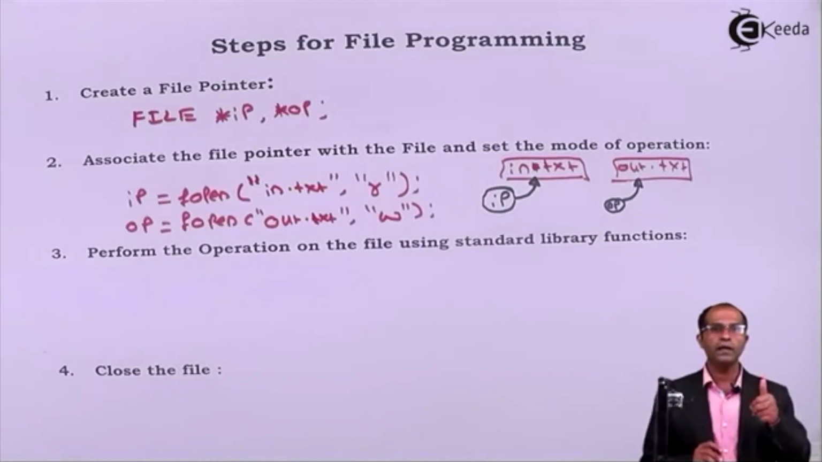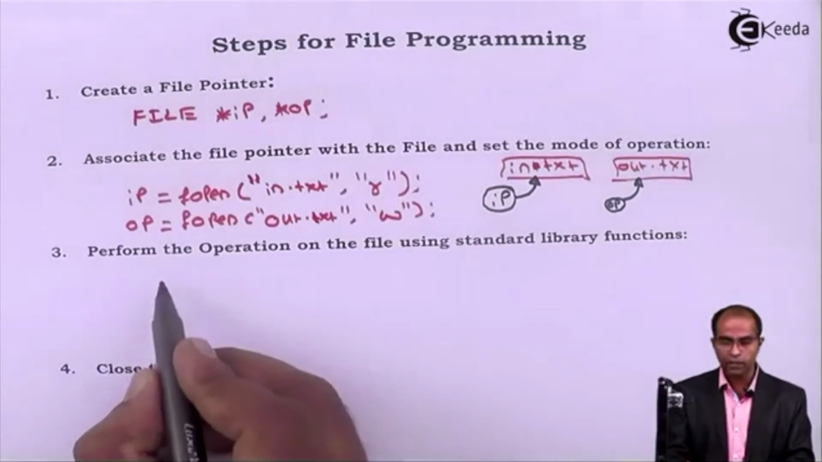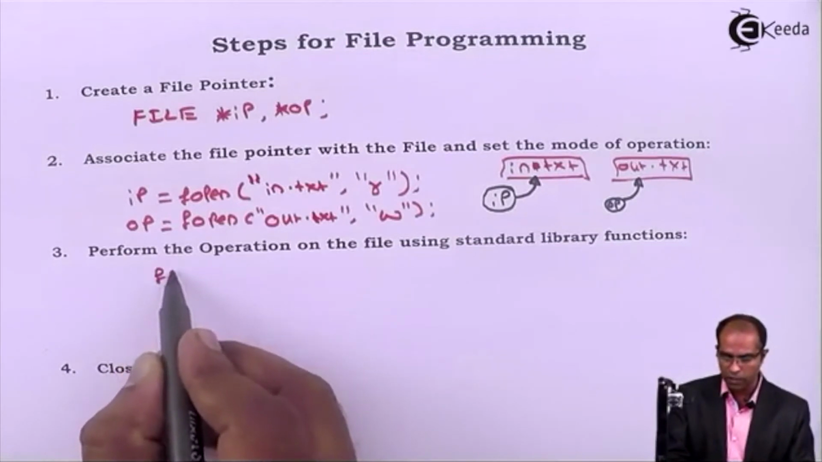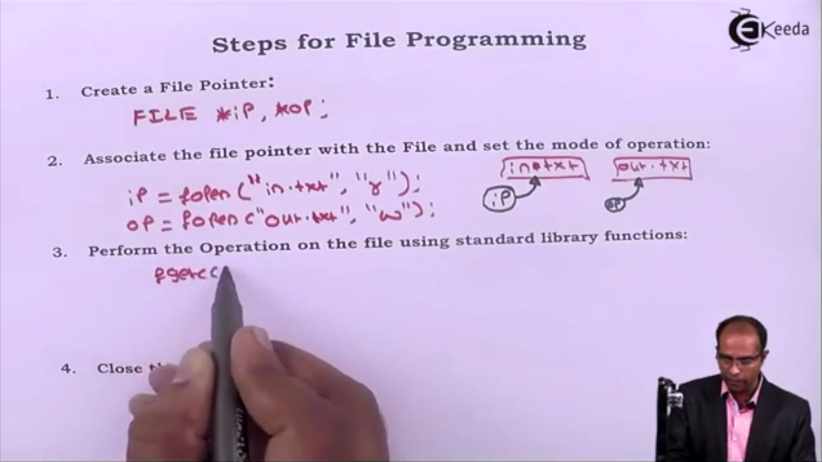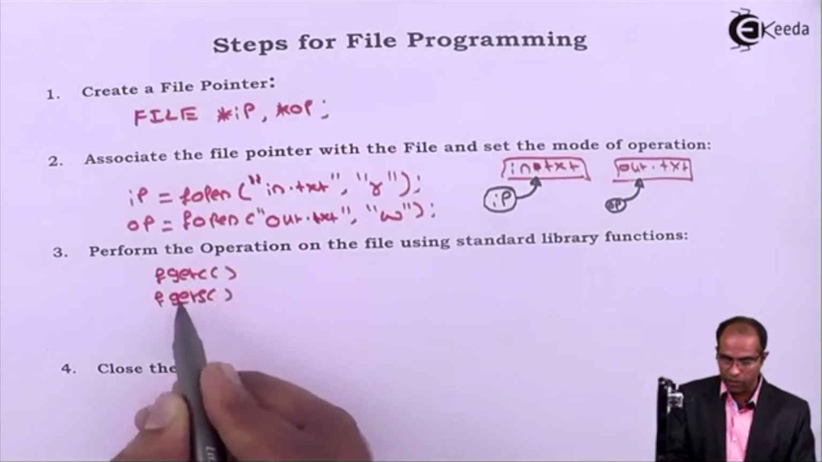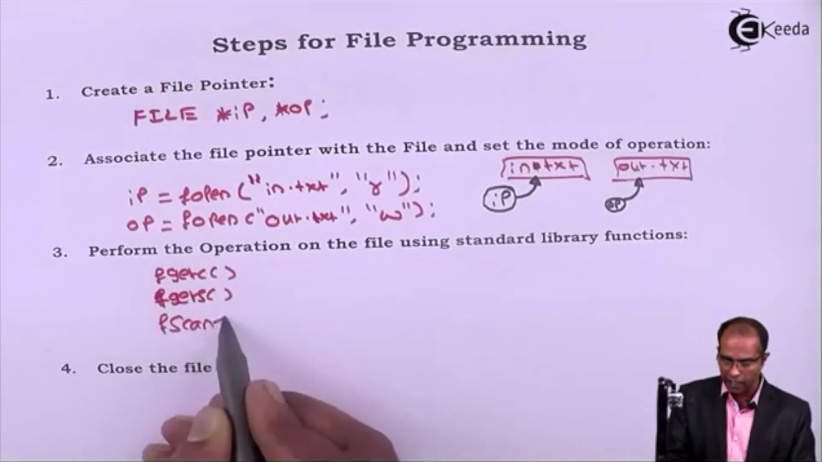How do I read and write the contents of a file? When I say that I have to read a value, the various commands which are used for doing the operation are fgetc. You can use fgets. There is no space between them, fgets. Or you can use fscanf.